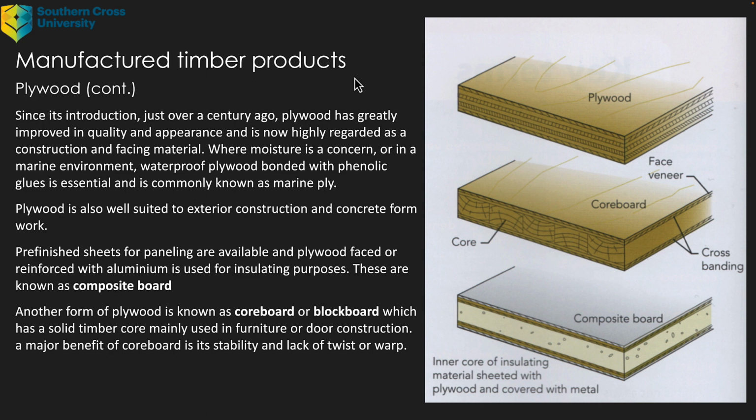Pre-finished sheets for panelling are available, and plywood faced or reinforced with aluminium is used for insulating purposes. These are known as composite board, and you can see images of all of these on this slide. Another form of plywood is known as core board or block board, which has a solid timber core and is mainly used in furniture or door construction. A major benefit of core board is its stability and lack of twist or warp. And we touched on the reasons why timber might twist or warp in a previous lecture.